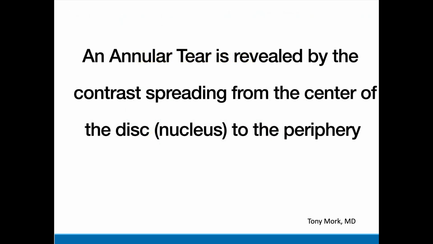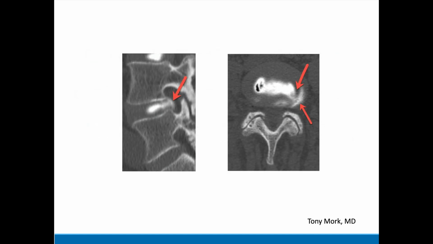Annular tear is revealed by the contrast spreading from the center of the disc, the nucleus, to the periphery, like we just saw. Here we see it again. You can see the vertebrae sandwiching the disc. The dye or contrast in the disc, which is supposed to be contained, is no longer contained as the dye leaks to the periphery.